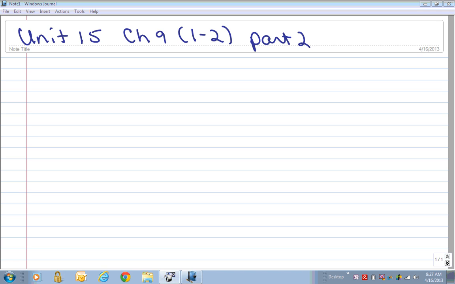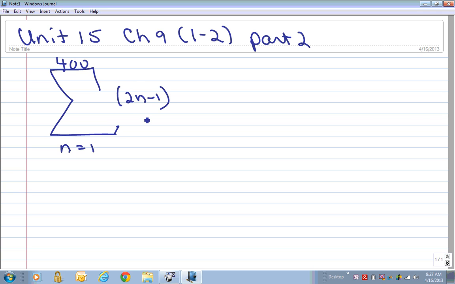Alright, the first thing we're going to see is a sigma notation. n is equal to 1, the upper bound is 400, and our rule is 2n minus 1. They want the partial sum of this sequence. Find the indicated partial sum. So I want the sum, or the total, of the first 400 terms basically.